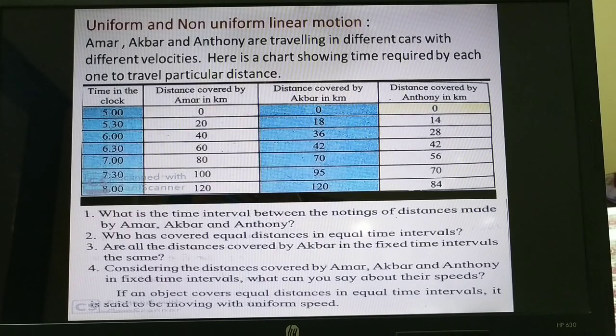You are supposed to give some examples of uniform motion from your surroundings. Two examples I will give you. One example is the hands of your clock. The next example is the jet traveling or the rocket traveling. The next example is a moving train. The train is continuously moving. So these types of examples you are supposed to write down.